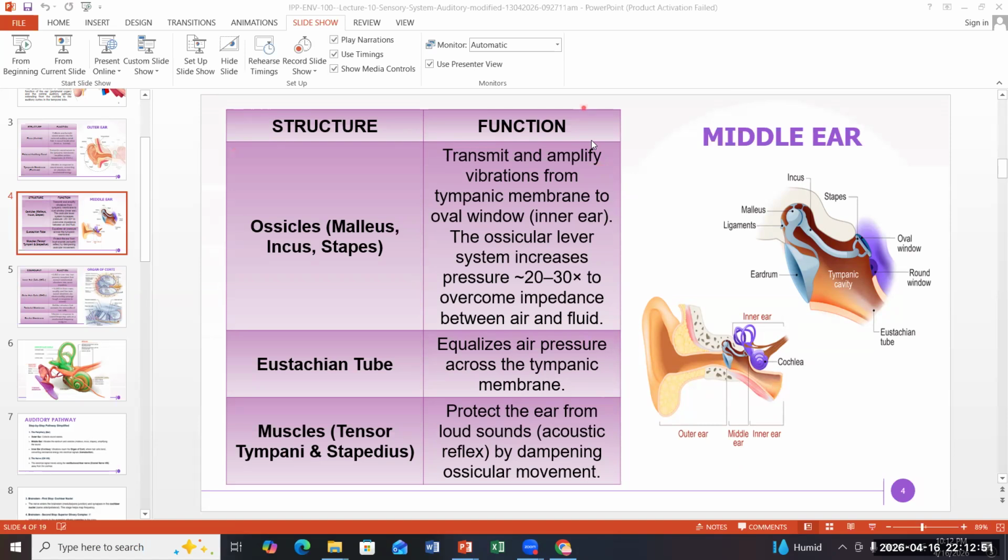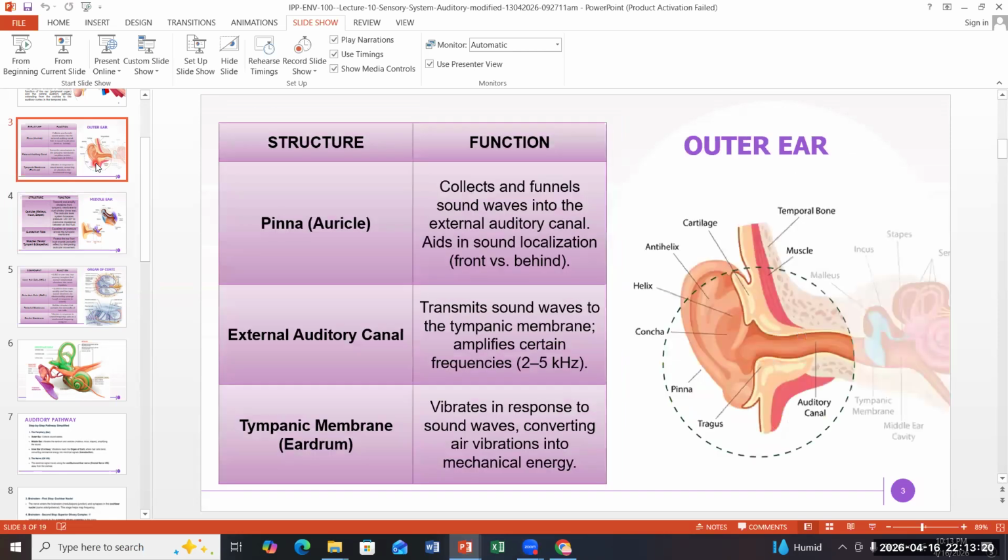This slide is focusing on the middle ear. Okay, within the middle ear region, we have already covered the tympanic membrane is a thin membrane-like structure. When the sound wave strikes it, it starts vibrating. This tympanic membrane vibrates in response to the sound waves, and it is basically converting the air vibrations into mechanical energy. Please be focused.